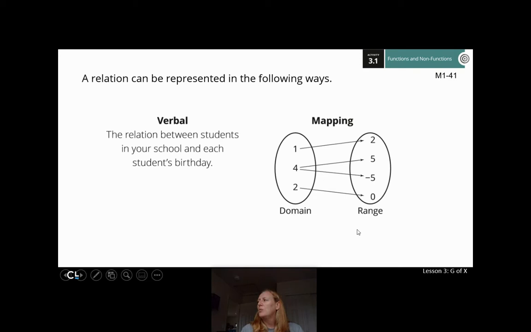And then, of course, there's this thing we call mapping, and that is where in one circle you have all of your domain objects, and then in another circle, or oval, I guess, you have all of your range objects, and so you draw arrows. When I plug in a 1, this is what I get. When I plug in a 4, this is what I get. When I plug in a 2, this is what I get. So my inputs and my outputs are all still being represented here.